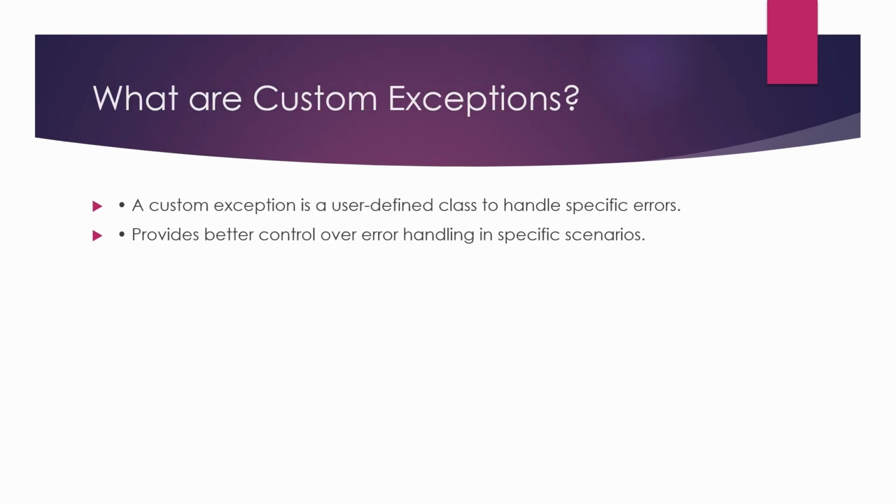Now let's talk about custom exceptions. While standard exceptions like std::exception are useful, sometimes you may want to create exceptions specific to your program's needs. A custom exception is a user-defined class that inherits from std::exception, giving you more control over error handling in particular situations.